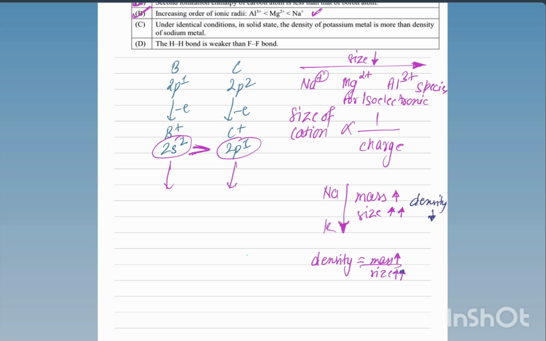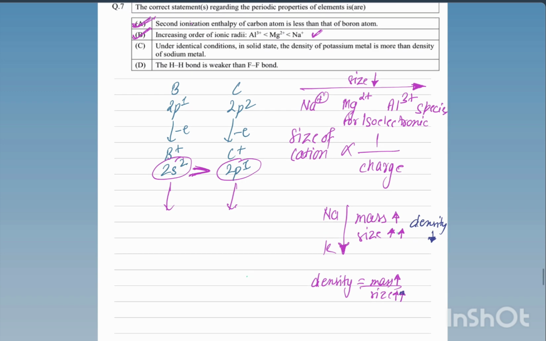So density should decrease going down, and from this we can say that sodium has more density compared to potassium. But the statement says that under identical conditions in the solid state, the density of potassium metal is more than the density of sodium metal, which is a wrong statement. So this statement is wrong. That's why C is wrong.